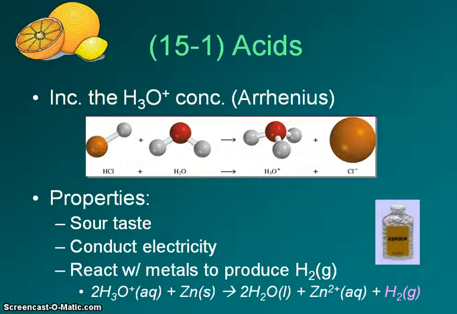or H3O plus concentration. Some basic properties of acids: they have a sour taste, they're going to be conductors of electricity, and when they are combined with metals, they will react to produce hydrogen gas. So you'll see some bubbles coming off usually. We did the splint flame test with those ones before. It made the popping noise. That was your hydrogen gas being produced.